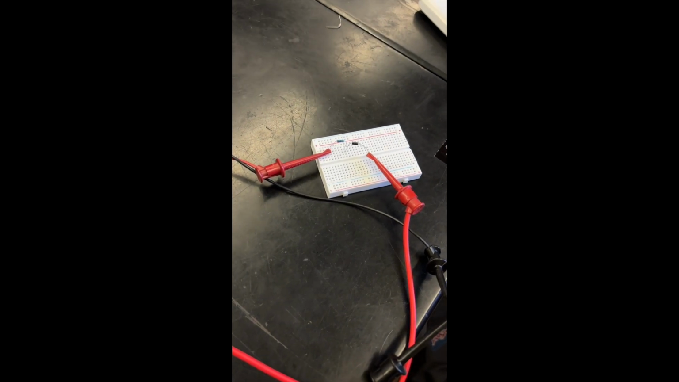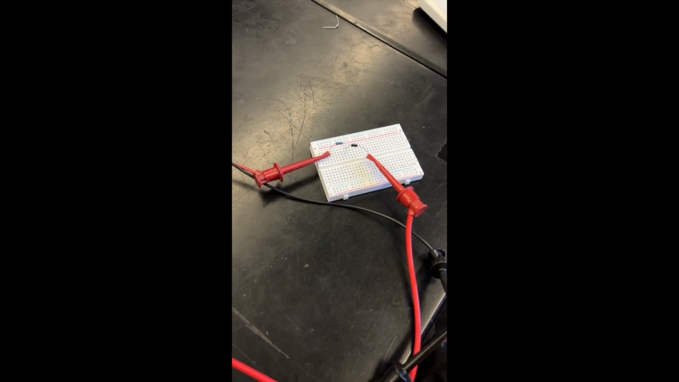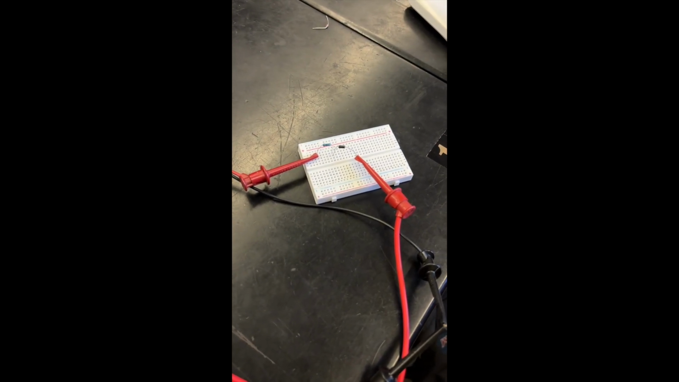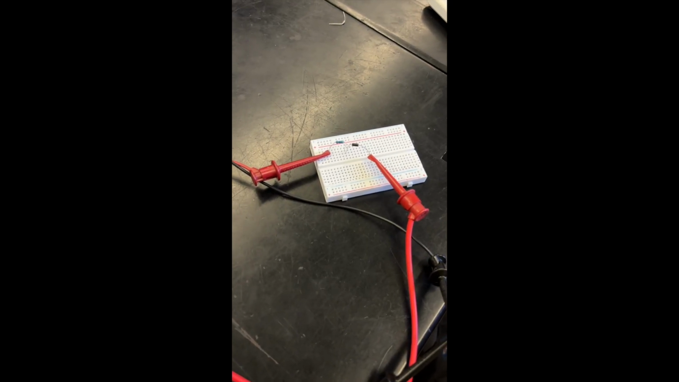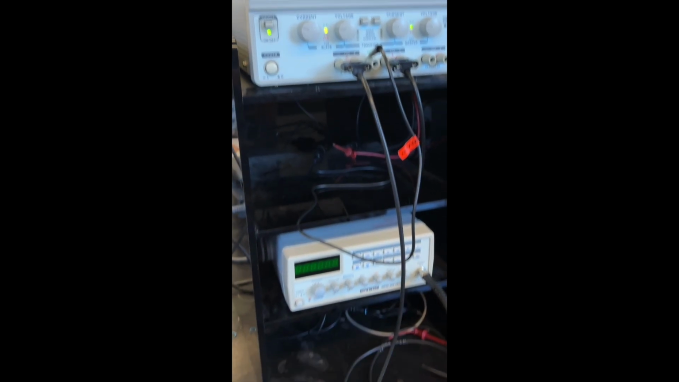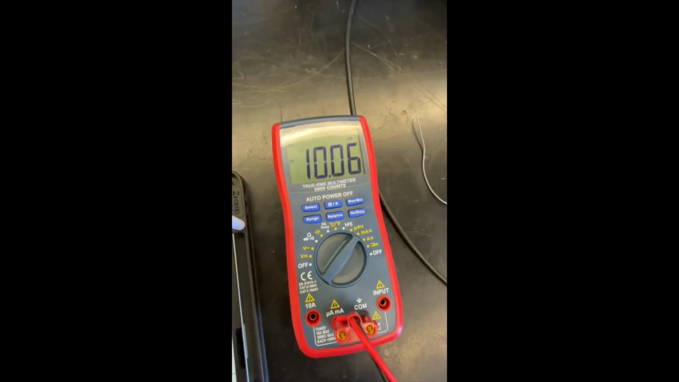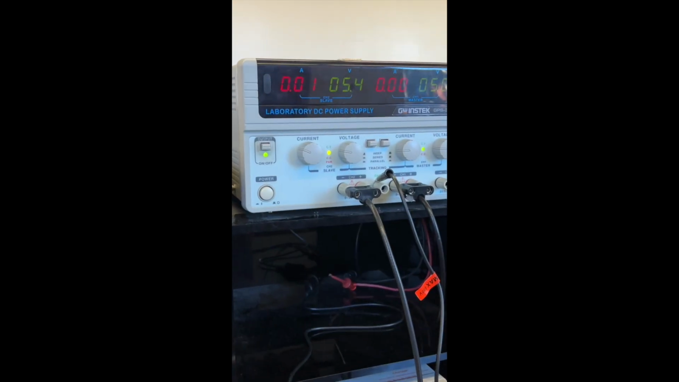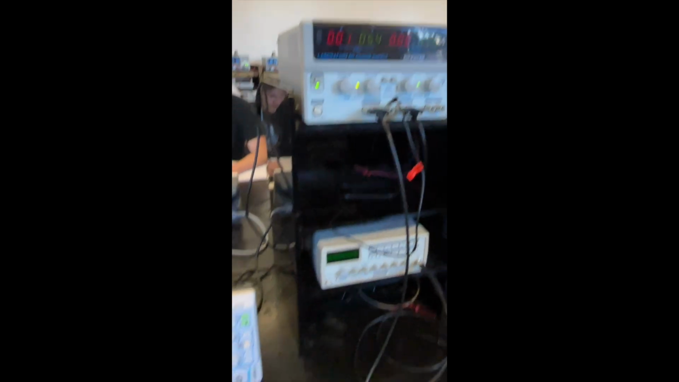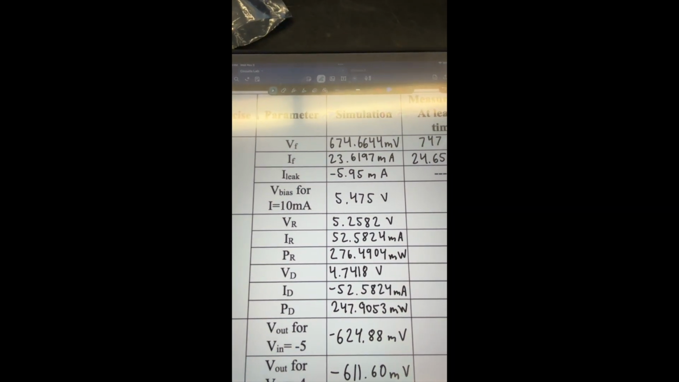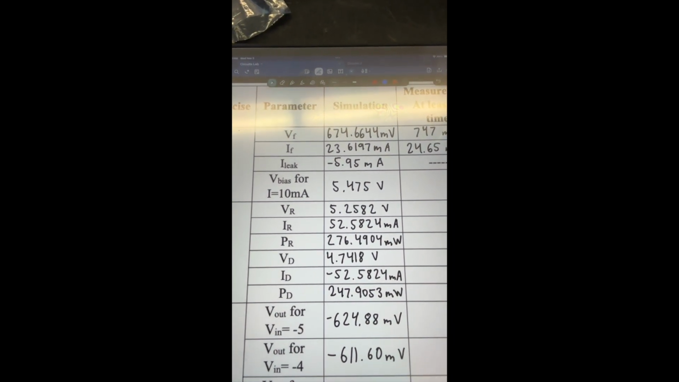Now I'm just finding the voltage that I need to supply to my circuit in order for the current through the diode to be 10 milliamps. So I've just been adjusting my function generator, and in order to get it close to 10 milliamps, the voltage would have to be 5.4 volts, and my calculated was 5.475 volts.